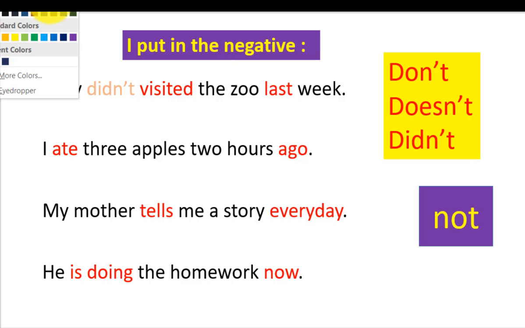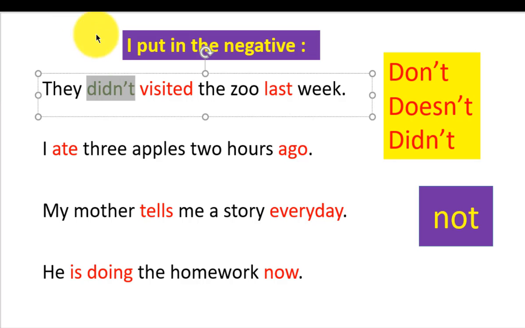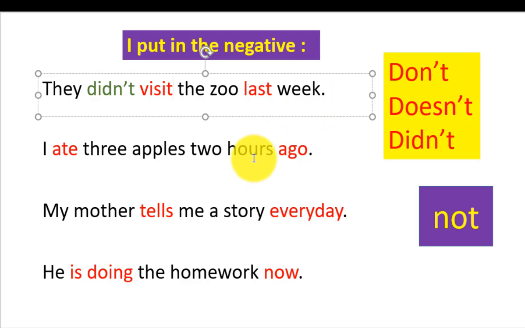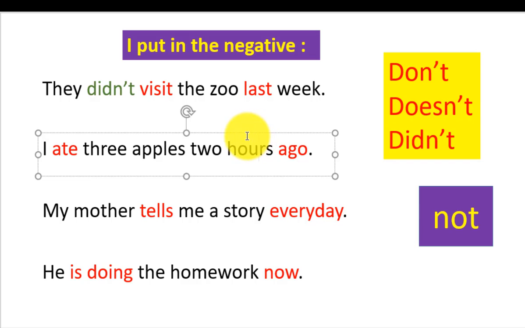For example, I will choose the green one. Okay. They didn't visit or visited? No, teacher. It's visit. They didn't visit the zoo last week. Is it easy? Yes, teacher. It's very easy. You try to put this sentence in the negative form.